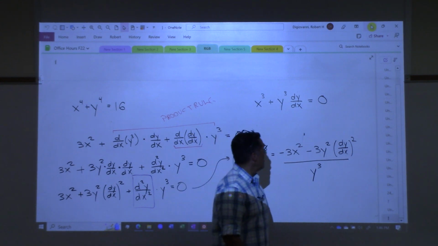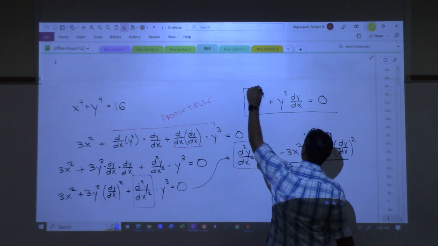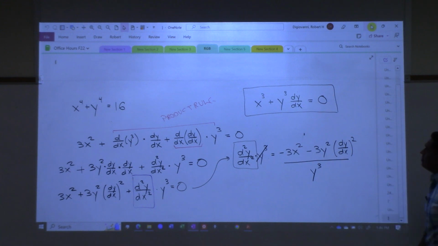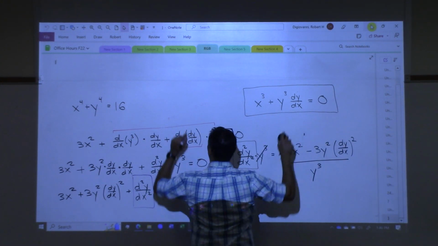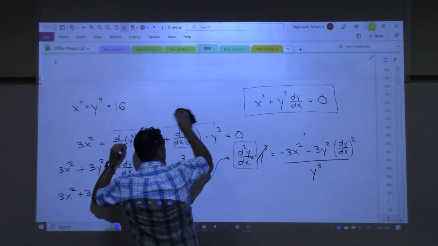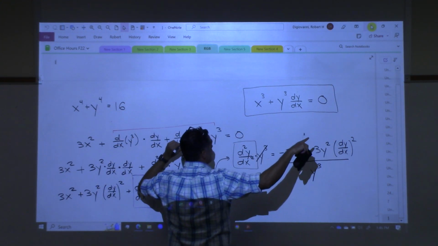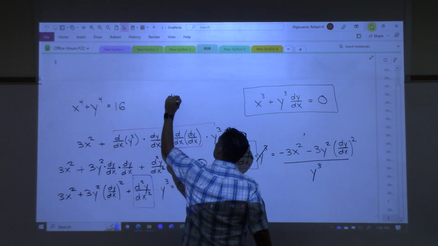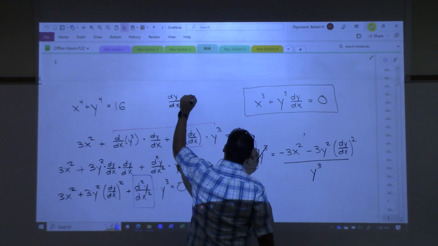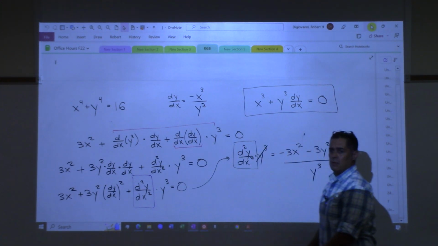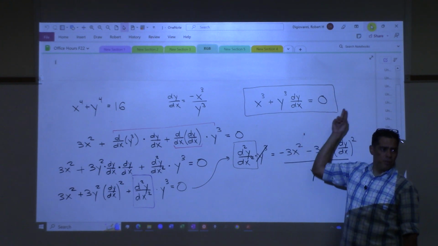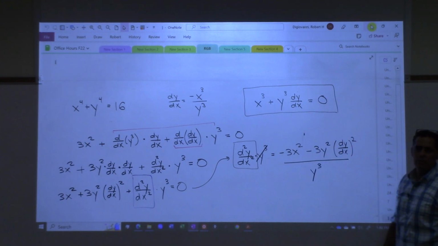So what I'm going to do is go back up here. Remember when we had this up here? Could you solve that for dy/dx? Yes, you could. I'm going to do it right here. Move the x cubed to the other side. You get negative x cubed, and then divide through by y cubed. So dy/dx would be negative x cubed over y cubed, wouldn't it be? Do y'all see how I did that? Move the x cubed over, then divide both sides by y cubed.